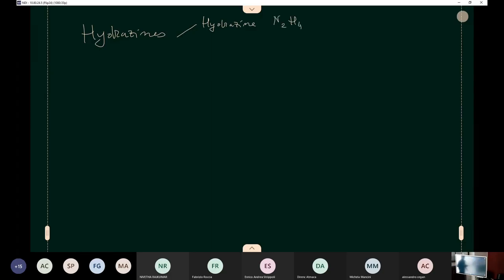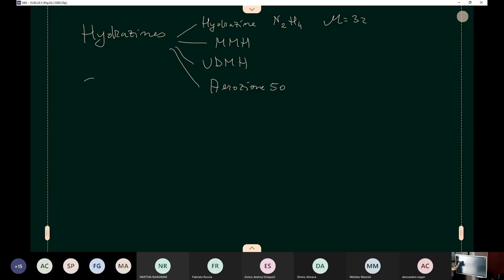Chemical formula N2H4 with molar mass 32. And we have something which is similar, and this is also related to this. And these are called MMH or UDMH. And then, for instance, hydrazine 50. What are these?